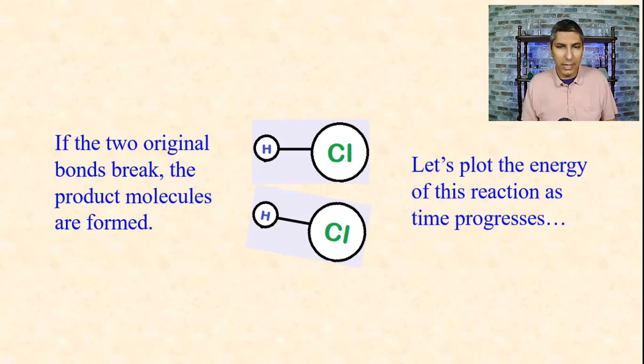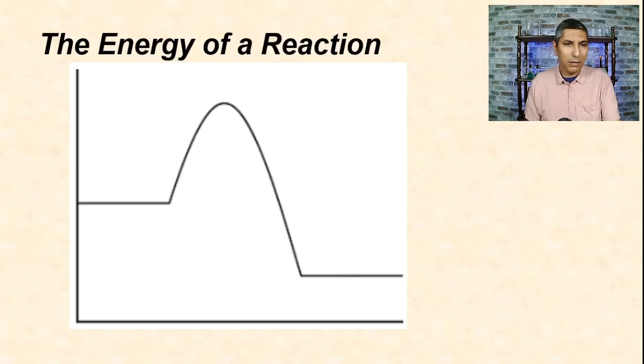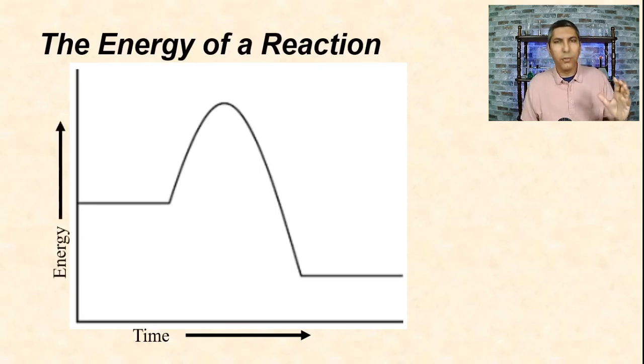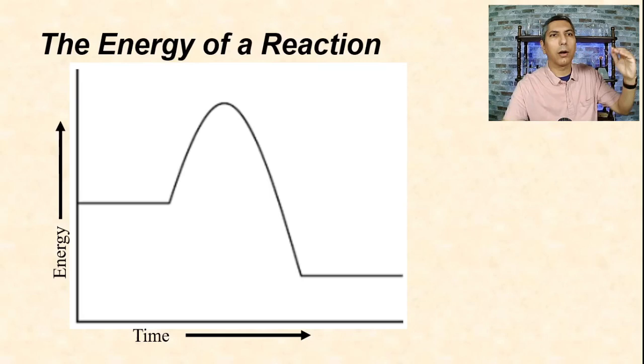Now let's take a look at the energy of this reaction as time progresses. So I'm going to make a little plot here, and on the x-axis I'm going to put time. So as the reaction progresses over time, we're going to go farther to the right. And then the energy of the molecules will be plotted on the y-axis. And so the higher up we are, the more energy we have. The farther down we are, the less energy we have.